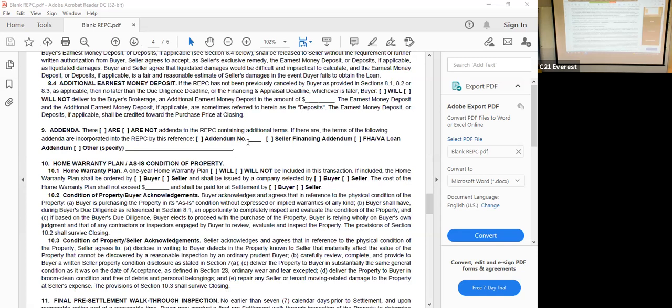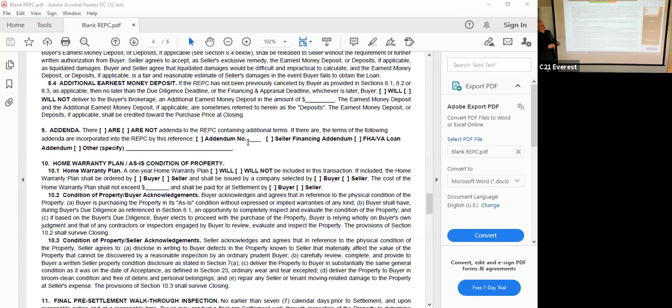Okay. Paragraph 9. Addenda. When you make an offer, and let's just say your offer includes 2 addenda. Well, I don't want to confuse anymore. Let's just say it includes 1 addendum. So it's the REPC plus, say, the FHA addendum. So you're going to check the box that the FHA addendum is included.